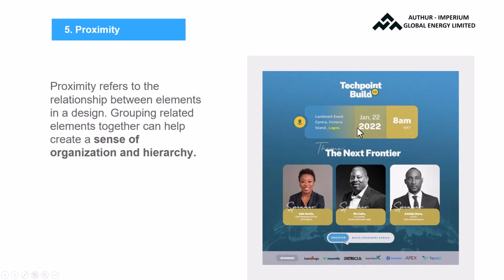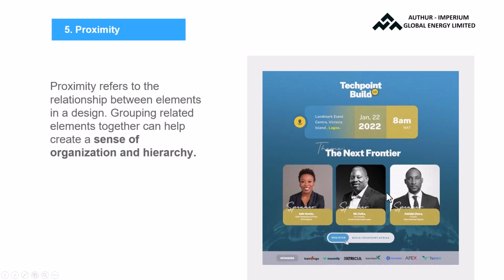If you look at this design now, this is a flyer for an event. This is the venue of the event, this is the date, and this is the time. Venue, date, and time are related elements, and that's why they are placed in this box-like element here. The next place you can find proximity is with these pictures.